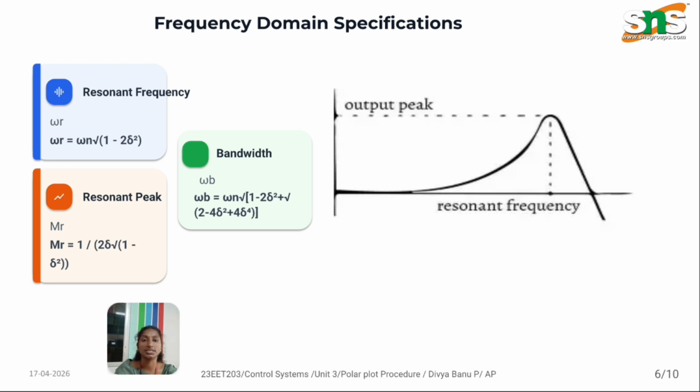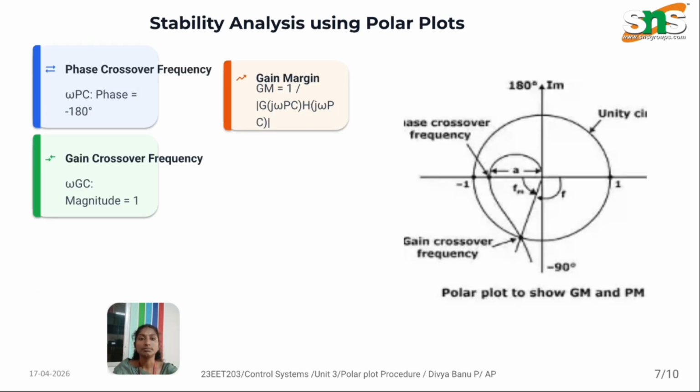And stability analysis using polar plots. Here also we have gain margin and phase crossover frequencies. For the gain crossover frequency, this plot will be in circular form. We will have a unity circle. The point at which the unity circle touches the graph, we have to mark it with the angle, and that is what we call the gain crossover frequency.